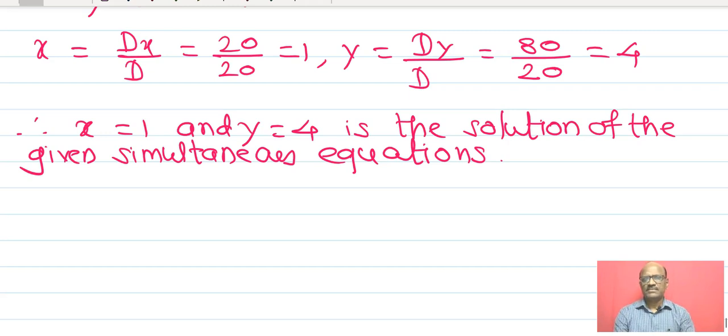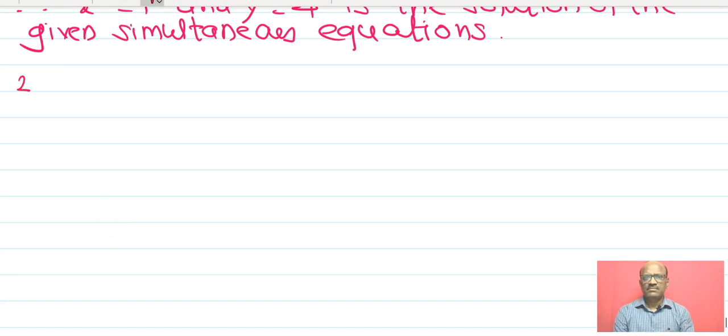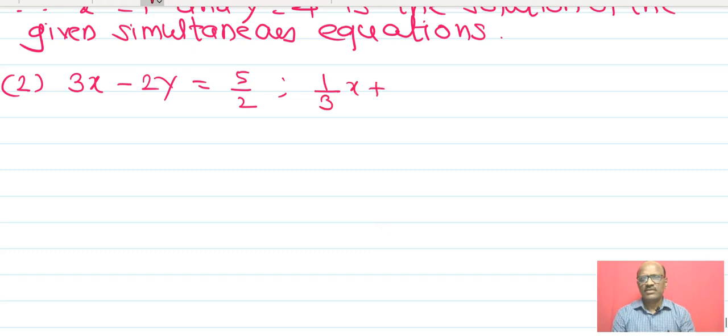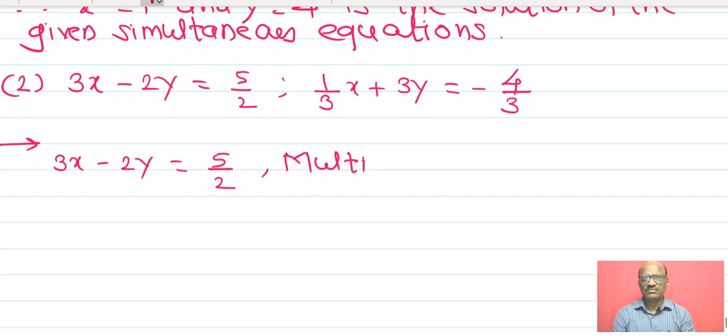Now next, number 2: 3x minus 2y is equal to 5 by 2, and 1 upon 3x plus 3y is equal to minus 4 by 3. Therefore, 3x minus 2y is equal to 5 by 2.